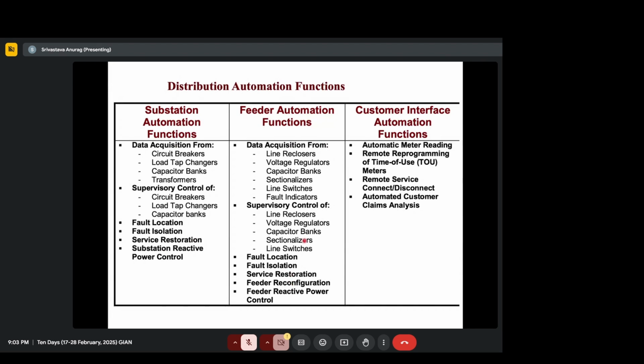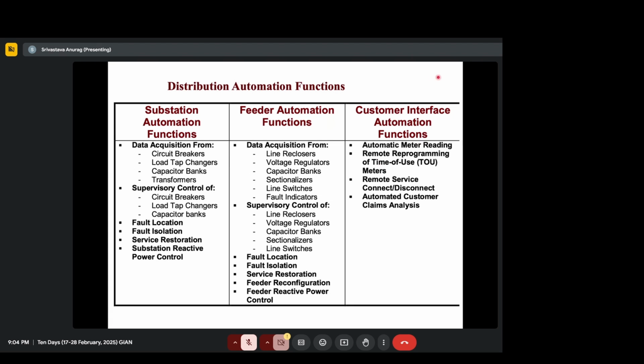At the feeder level, we have to look at the recloser, and the voltage regulator, if any, in the feeder. We have to look at the cap bank also, sectionalizer, line switches, and fault indicators, and use that information to control the recloser, regulator, cap bank, sectionalizer, and line switches, right? Also the same thing: we have to locate the fault, isolate the fault, restore the service, and reconfigure the feeder. Now this part is happening automatically. The substation is aware of what is happening, but managing at a smaller level will be even better. It will cost you more, but it will be better.